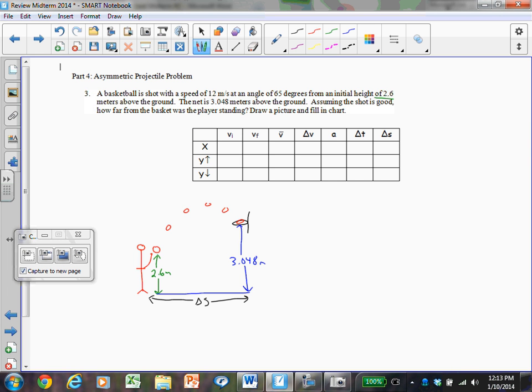Okay. So it's at an angle of 65 degrees at 12 meters per second. So we'll break that up and we'll take that 12 meters per second at 65 degrees and we'll find a Vx and a Vy, won't we? What's my equation for Vx?